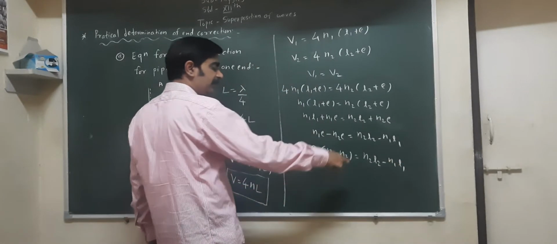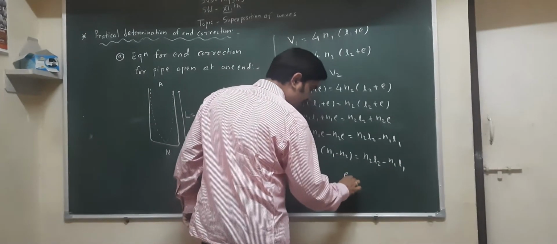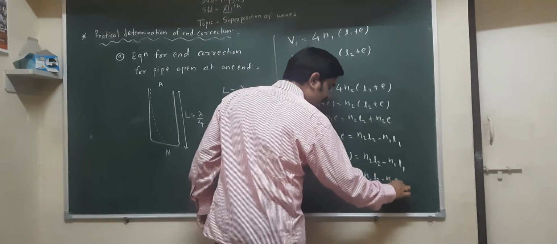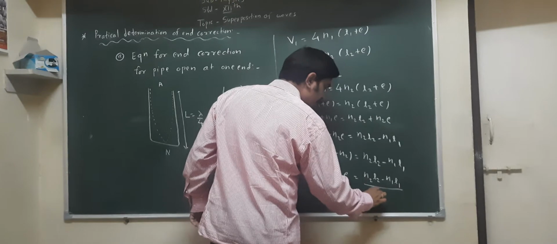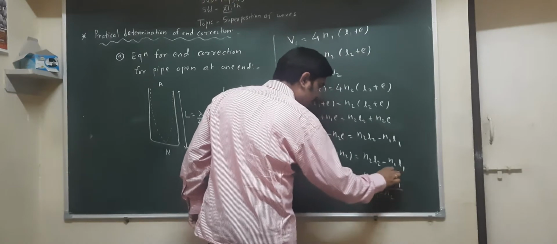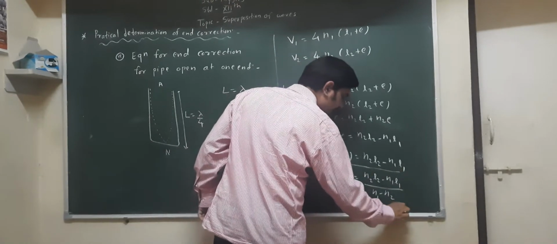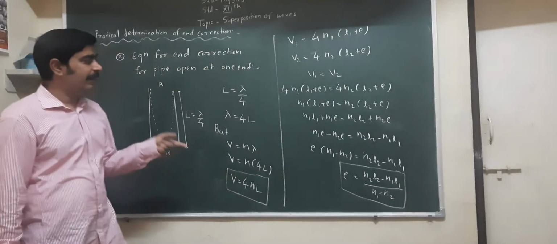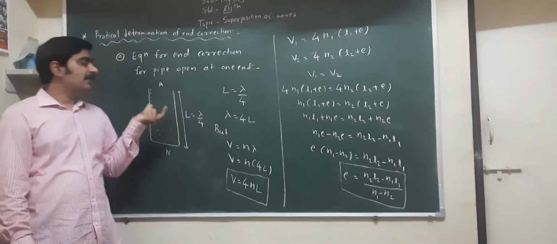So divide with these terms. So you will get e is equal to n2 l2 minus n1 l1 upon n1 minus n2. So this is the formula for the end correction if the pipe is open at one end. So friends, this is the equation.